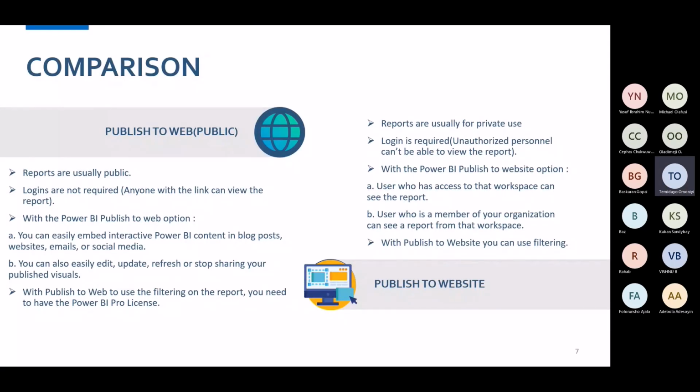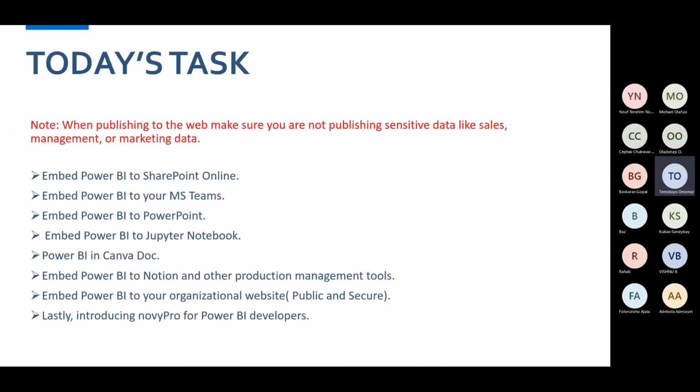That is what saying unauthorized personnel cannot view the report means. You also have some other options, like users who have access to the workspace can see the report, and users who are members of your organization can also see the report on the workspace. When you publish to the web, you can use the filter options. So these are the things we'll be doing today. And I also kept a note: when publishing to the web, make sure you're not publishing sensitive data like sales data, management data, and marketing data.